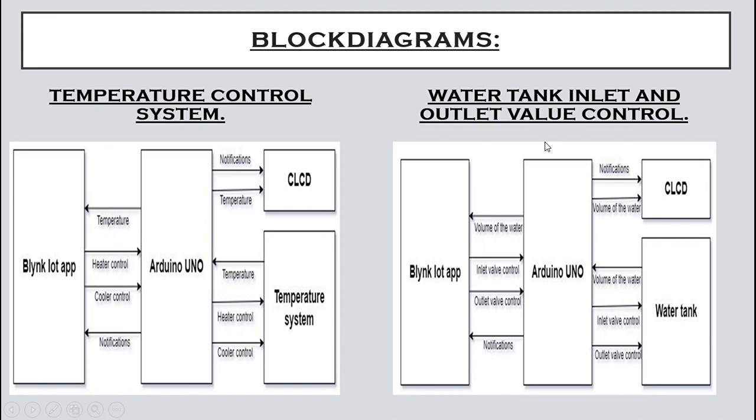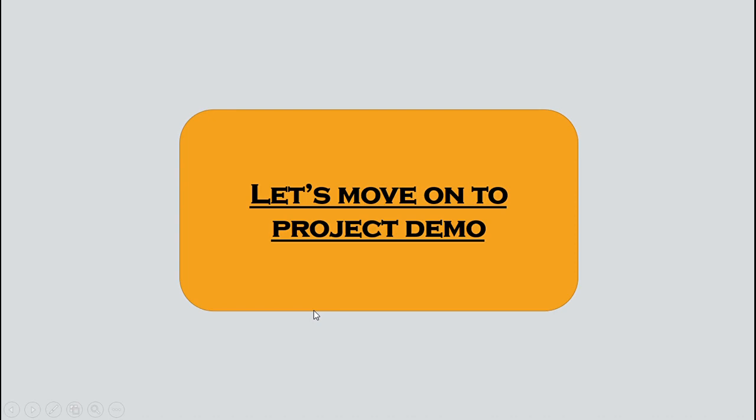Likewise, for the water tank inlet and outlet valve controllers, the Arduino UNO tells us the current volume of the water. From the IoT app, we can outlet the water. The Arduino UNO board outlets the water from the water tank and gives us a notification that the water has been outletted, and then the current water level will be notified to the CLCD. Likewise, the process will keep occurring. Let's move on to the project demo.